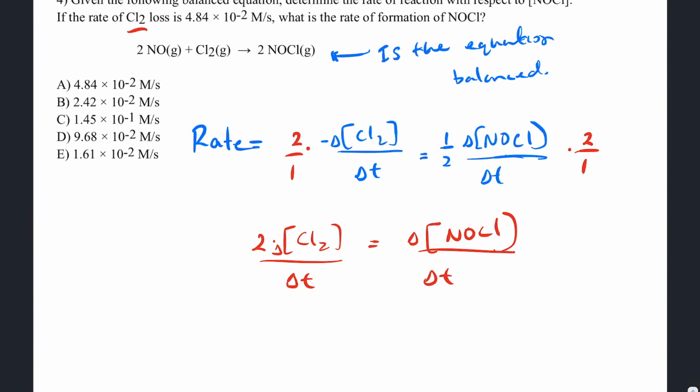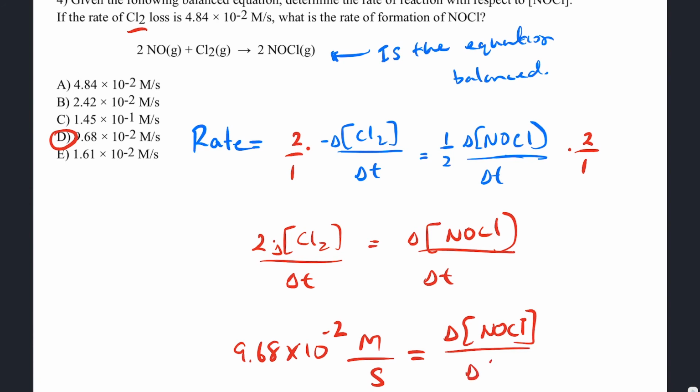So if you multiply 4.84 times 2, you should get 9.68 times 10 to the negative 2. So our answer is going to be D in this case. That's 9.68 times 10 to the negative 2 molar per second. And that's the rate of formation of NOCl with respect to time, as we see here.